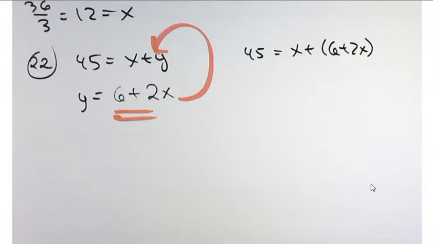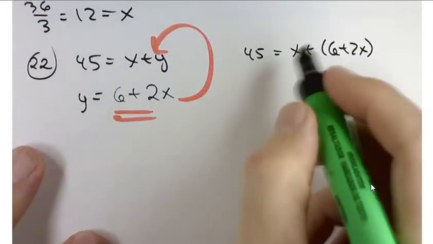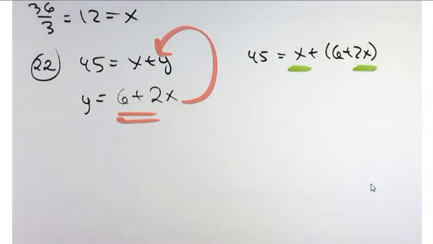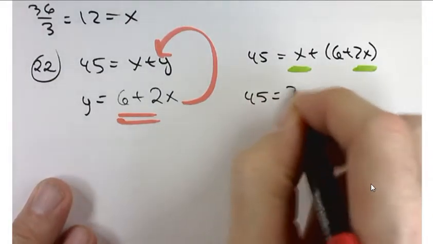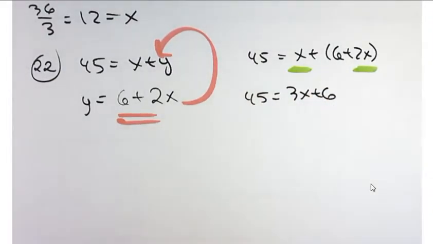So, Jaylyn, can you simplify the right-hand side for me, please? Are there any like terms that I can combine? All right, good. So I get 45 equals 3x plus 6. Thank you. Elizabeth, what do I do to solve next?